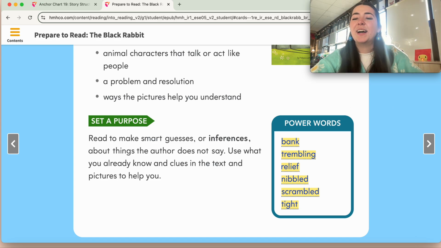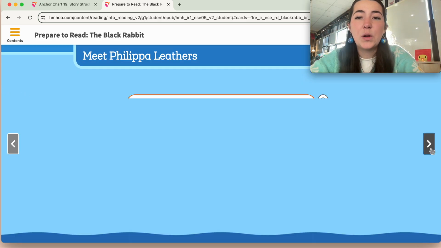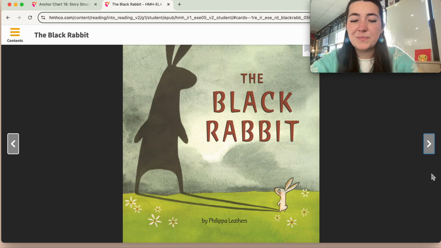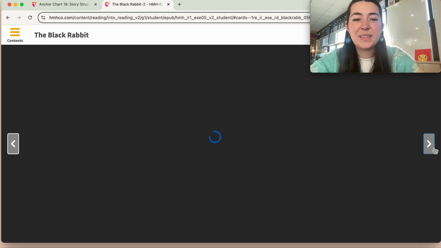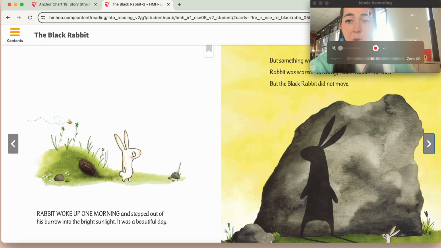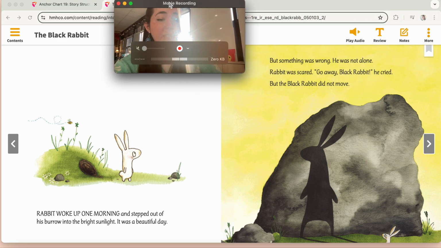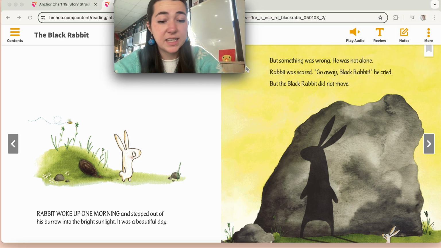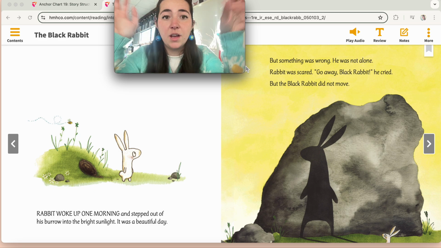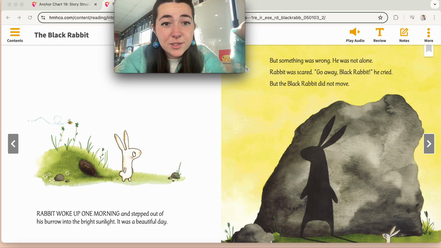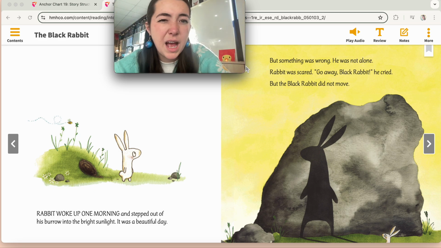let's get started. Alrighty, so our story today is called The Black Rabbit by Philippa Leathers. Rabbit woke up one morning and stepped out of his burrow into the bright sunlight. It was a beautiful day. But something was wrong. He was not alone. Rabbit was scared. "Go away, Black Rabbit," he cried. But the Black Rabbit did not move. Already, I see at the beginning of our story, we've got our problem. What's the problem?